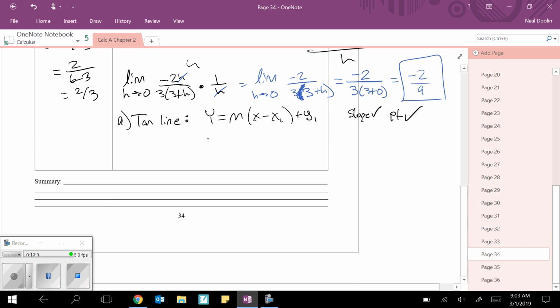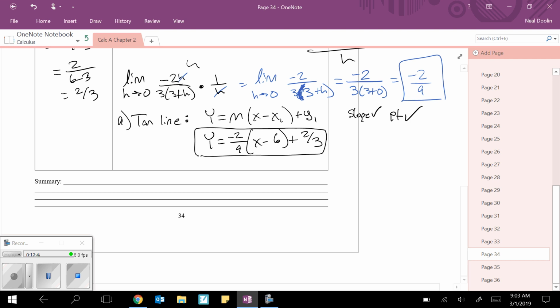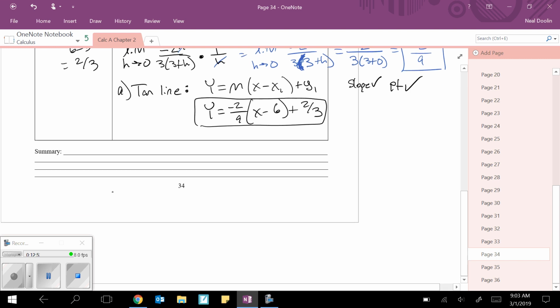There's our slope. Our x value was 6, and our y value was 2/3. Again, don't waste your time simplifying. I am more interested at this point in you being able to do calculus than you being able to do arithmetic. Then I'm out of room, so I'm going to do the normal line here.